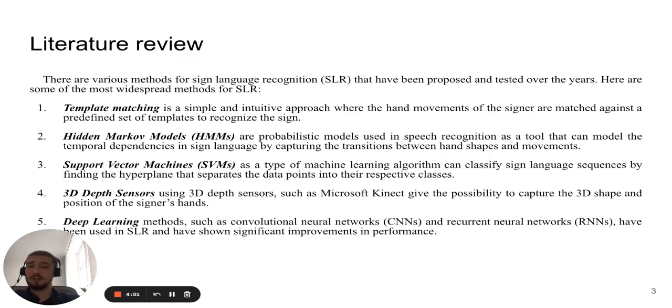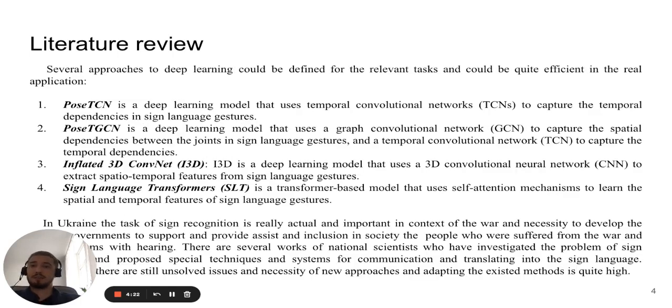And of course, the deep learning methods such as convolutional neural networks and recurrent neural networks have been used in SLR and have shown significant improvements in the performance. CNNs can learn the spatial features of sign language sequences, while RNNs can capture the temporal dependencies between hand movements. Several approaches to deep learning could be defined for the relevant task and could be quite efficient in the real application.